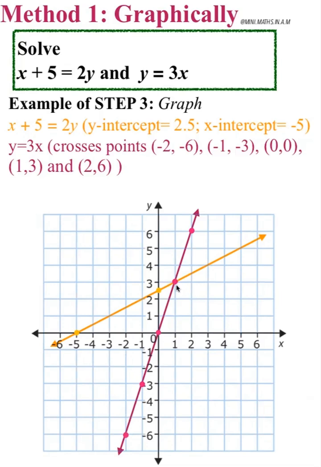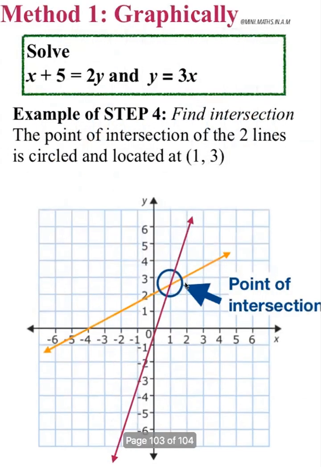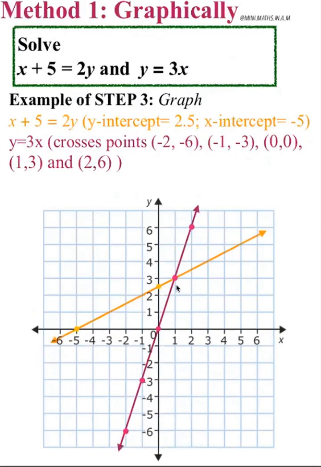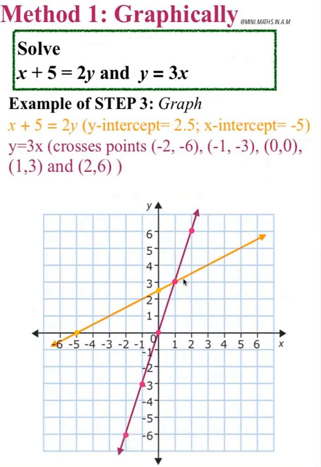Okay, and now we have both these lines here. We can also see they have a point of intersection, which we go through and circle here. We can see the point of intersection here is at 1, 3. So we have x equals 1 and y equals 3.